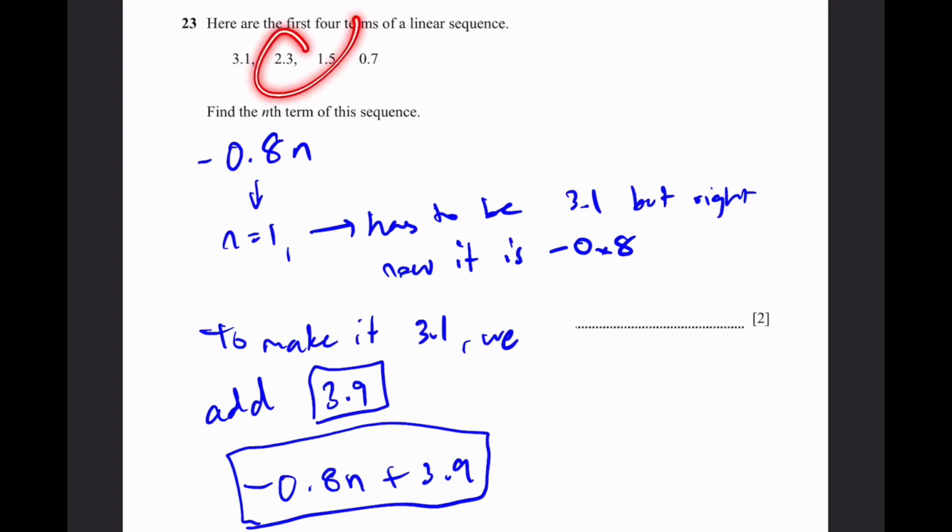If you try for n equals 2, you will get 2.3. N equals 3, you get 1.5. N equals 4, you get 0.7. That will be correct. So this is our answer. We can go to question 24.